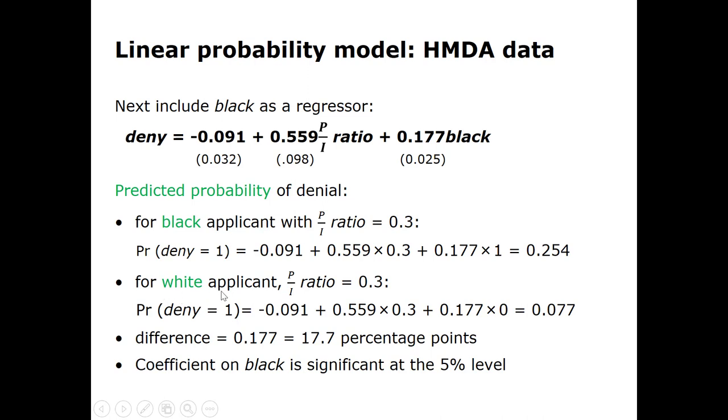Now let's look at the white or other applicant. The PI ratio is equal to 0.3, so they have the same PI ratios. So they are two individuals, one is black, one is white, but their race is different. Then the probability of denial being equal to 1 is 0.07. That's a huge difference. You see, this is significant, but the difference in the probabilities given the race is also huge. That's about 17.7 percentage points. Wow, that's huge. Black people will have a 17.7% higher probability of denial compared to white people in their applications. That's huge, isn't it?